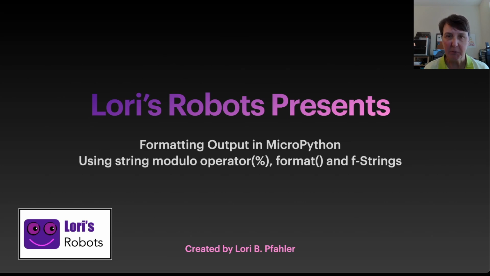In this episode, we're going to focus on how to format output in MicroPython. As I've done several projects with my Pico W, there have been times where I want to send some output to the shell or perhaps to write to a file to record some data, and it'd be nice to be able to format the output in exactly the way I want it to look.